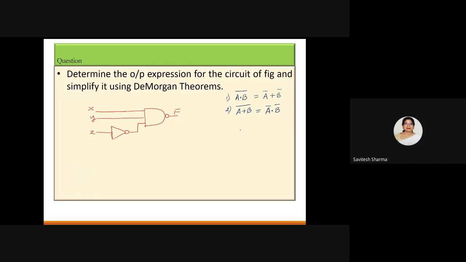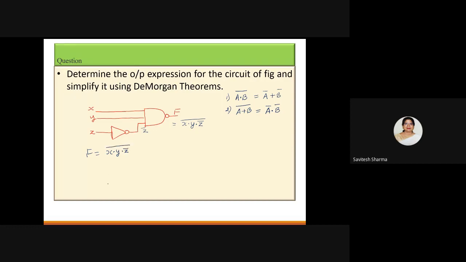So here it is asking you to determine the output expression. So this is your Z bar. I will write the expression based on the gate. This is my NAND gate, so it will give you x dot y dot z complement, and then complement over all. Now it is asking you to apply the De Morgan theorem and simplify it. So my given expression is (x dot y dot z complement) complement, and then complement over all.